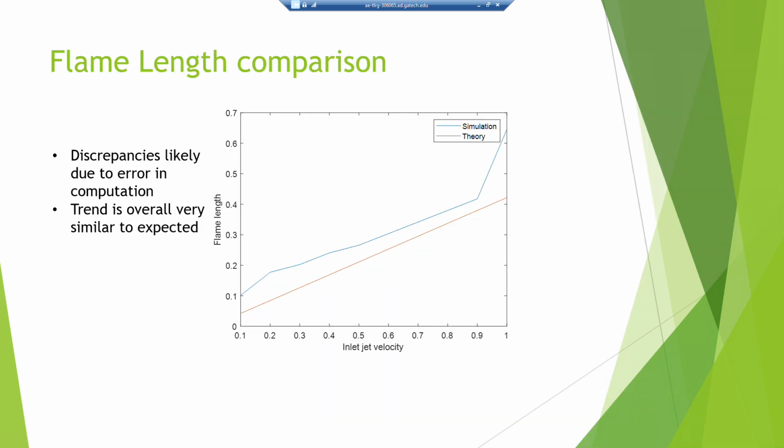Here we can see that the flame length shows a trend that is close to what is expected from that constant density expression, but there is some discrepancy, especially at higher U, likely just due to some error in computation that I couldn't fix, or maybe it wasn't quite reaching convergence. But still, overall, pretty similar to what is expected.